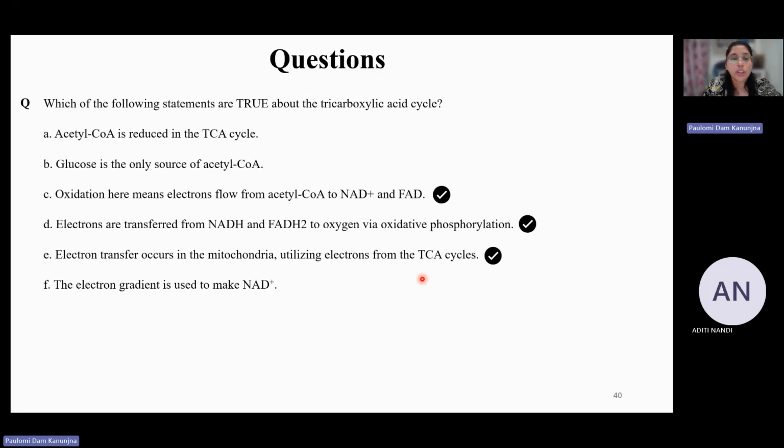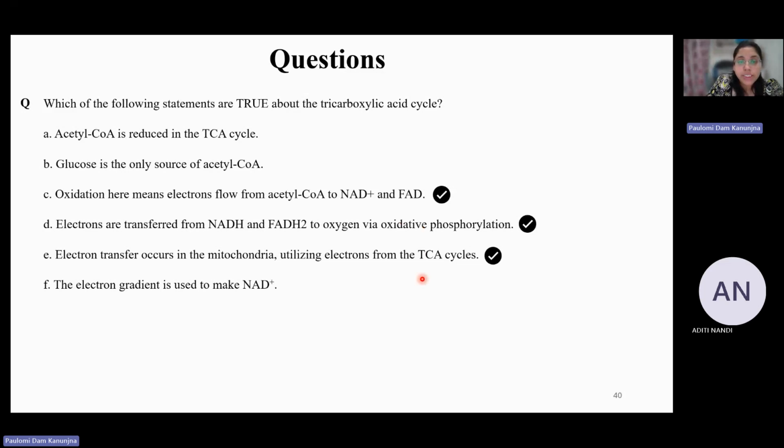So we are looking at the correct statements related to the tricarboxylic acid cycle. The first one says acetyl coenzyme A is reduced in the TCA cycle, which we know is incorrect because acetyl coenzyme A is oxidized, not reduced. On the contrary, it donates electrons that are transferred to NAD and FAD, which are reduced to form NADH and FADH. We have seen this already.